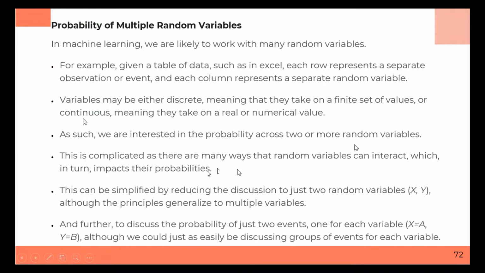This is complicated, as there are many ways for random variables to interact, which impacts the probability with respect to multiple variables when they change their values. To discuss probability further, we just need two events presently; we don't go for more than two. Just for your understanding, take x equal to a and y equal to b. Although we could just as easily discuss a group of events for each variable, we will take only x and y.